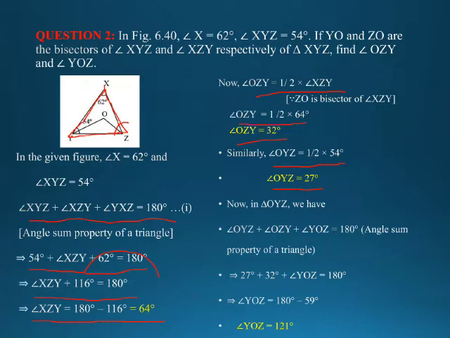Now we take triangle OYZ. Here we have to find angle O. Already we know Y and Z. So angle OYZ plus OZY plus YOZ equal to 180 degrees by using the angle sum property. So 27 plus 32 plus angle YOZ equal to 180 degrees. So angle YOZ equal to 180 minus 59. Finally we find angle YOZ equal to 121 degrees.